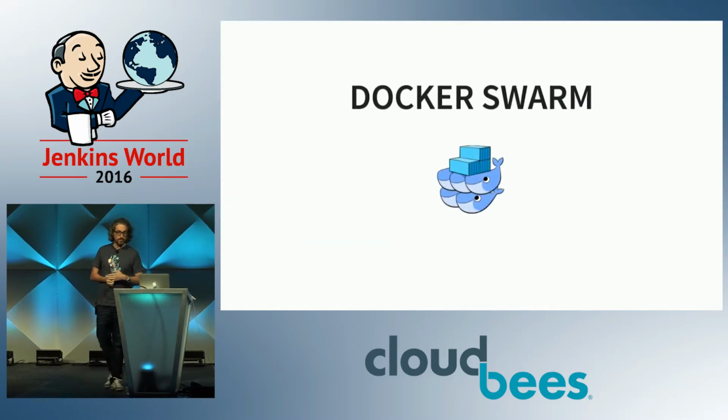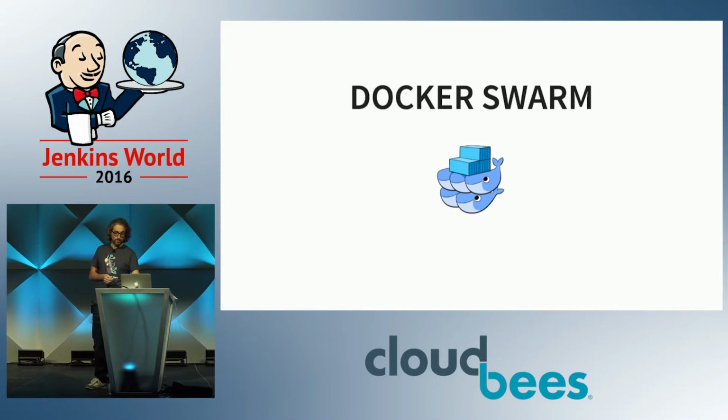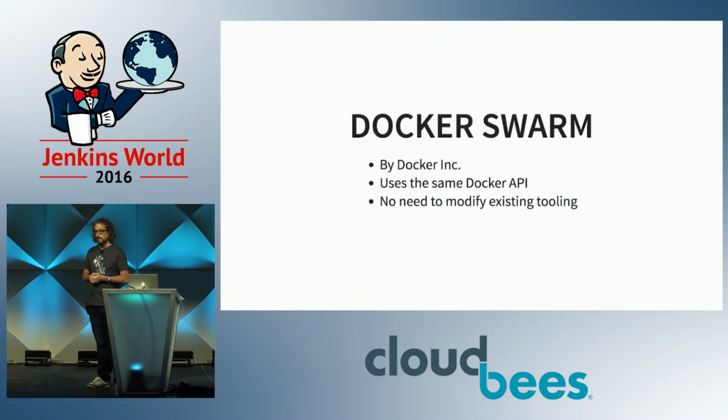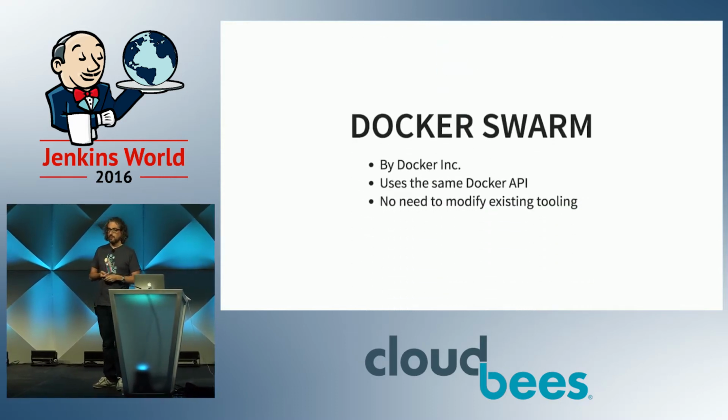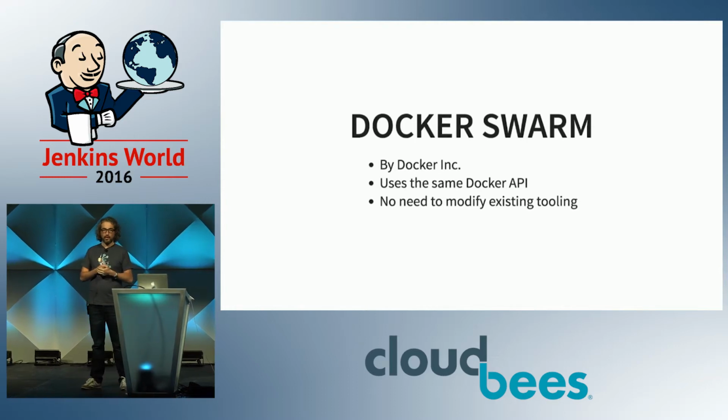The other option that is more recent is Docker Swarm, from Docker Inc. And it uses the same Docker API that you would use in a one-host Docker server. And in this way, you don't need to modify your existing tooling. With Docker Swarm, you would execute the same CLI against Docker Swarm as against a single Docker host, and it would automatically distribute your containers.